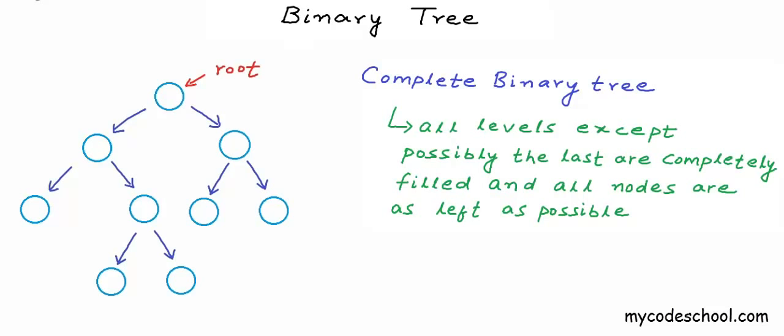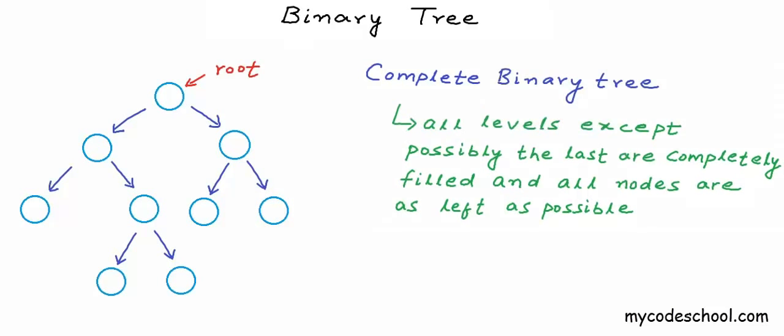We call a binary tree a complete binary tree if all levels except possibly the last level are completely filled and all nodes are as far left as possible. All levels except possibly the last level will anyway be filled. So the nodes at the last level, if it's not filled completely, must be as far left as possible. Right now this tree is not a complete binary tree.